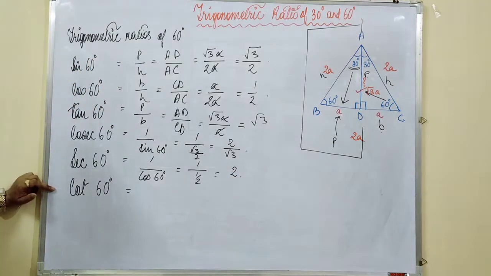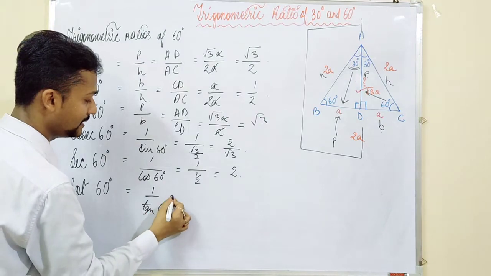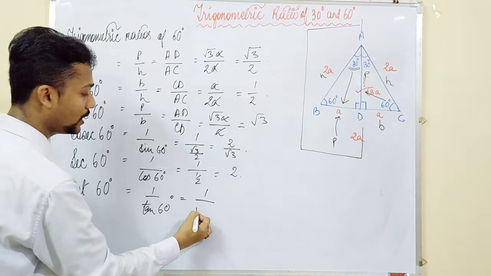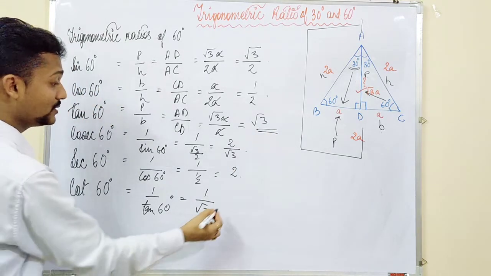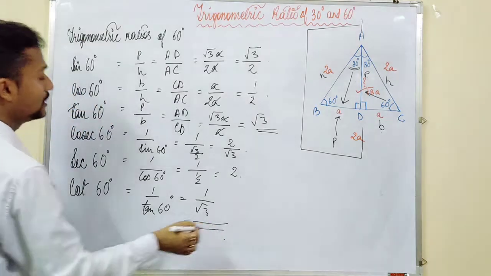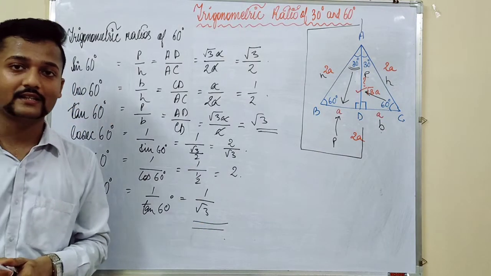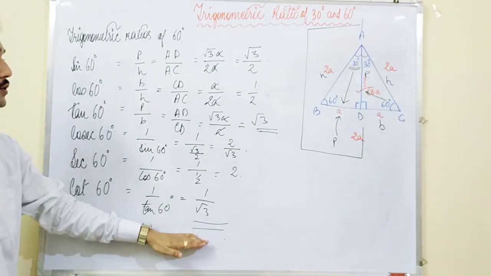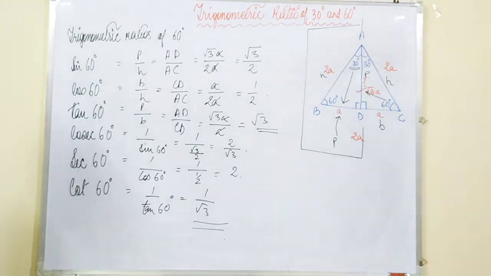Okay. Cot 60 is equal to 1 by tan 60 degree. So it will be 1 by tan 60. Tan 60 is equal to how much? Root 3. Isn't it? So 1 by root 3 is equal to this. So with this we complete the trigonometric ratios of 60 degree. I hope you have understood till this much. Quickly note it down if you want to. Then we are going to move on to the next particular part.